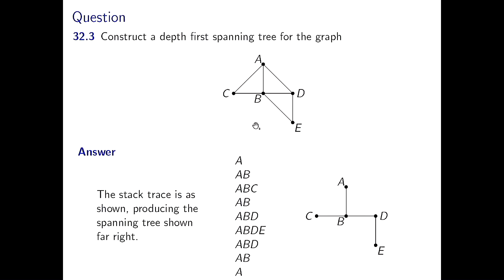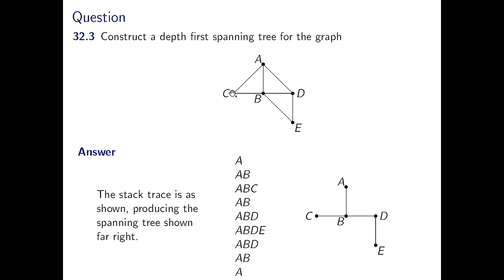Where can I go from B? I can go to C or D. C's first in the alphabet. I'm going to add C to my stack and this edge to my tree. Now, where can I go from C? Well, nowhere new, right? I've already been to A and B.